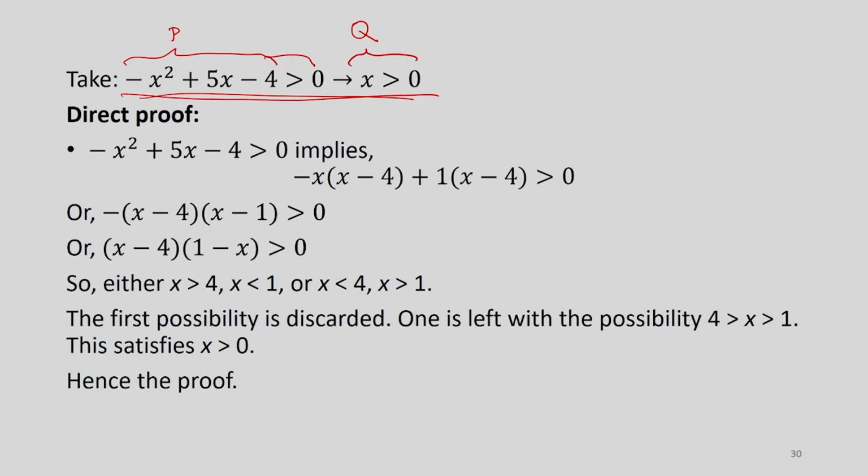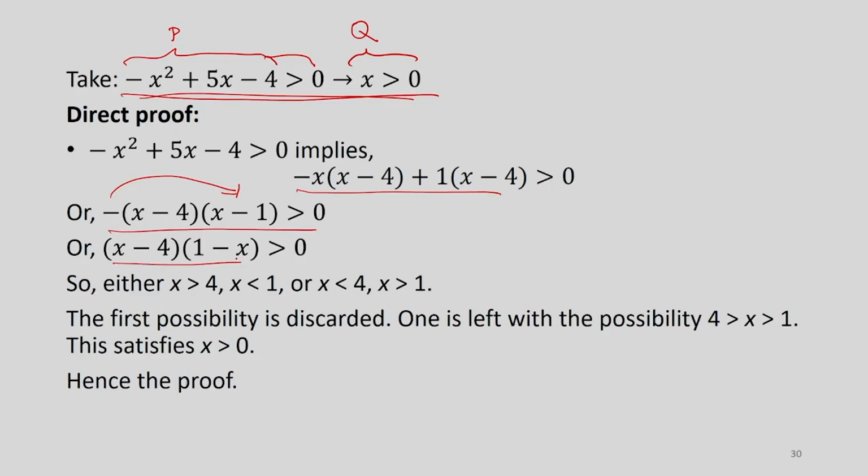Now, how do we show this? By direct proof. Now, we start with the left hand side. This is the method of direct proof. Now, the left hand side implies, I am just simplifying this by decomposing this 5x. 5x is what? It is 4x plus x. So, I can take x common from the first two terms, and from the second term I can take 1 common, and then I get this simplification, and I can take the minus sign inside, right, and I get x minus 4 and 1 minus x, and this whole thing should be greater than 0.